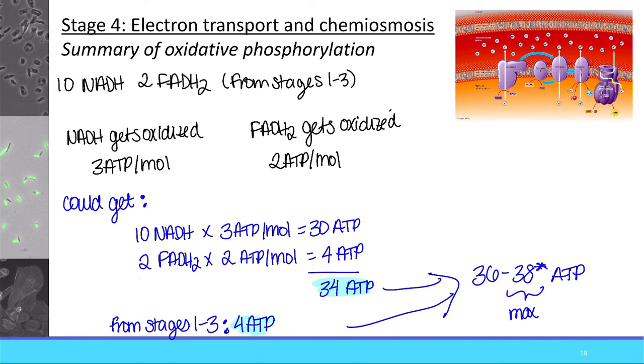You might be wondering, if we get 4 ATP from stages 1 through 3 and then 34 ATP from stage 4, why did I write 36 and not just 38? When we make NADH in glycolysis, that happens in the cytosol. We then have to take that NADH and bring it into the mitochondria so that complex 1 can oxidize it. That actually takes a little bit of energy. Because of that, you sometimes get less than the absolute maximum.